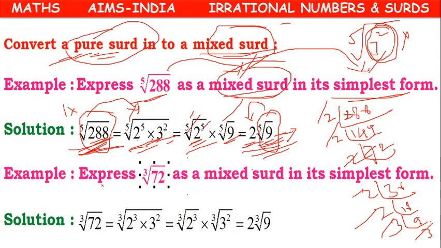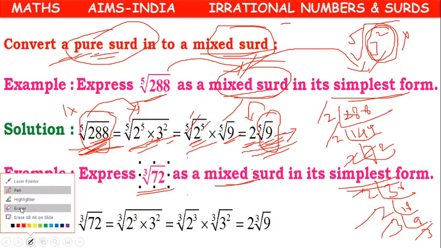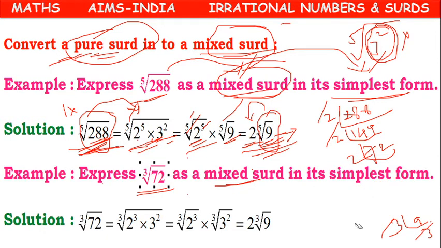Next. Express cube root of 72 as a mixed surd in its simplest form.